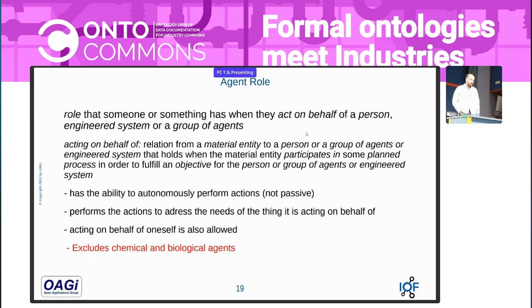So this definition has several implications, and that is, it has the ability to autonomously perform actions. Those actions are performed to achieve the objectives. Also, what is not clear from here, but it is part of the entire process, is that acting on behalf of oneself is allowed, but on the other hand, entities that are chemical or biological in nature are not considered agents and will be treated separately at a later stage.